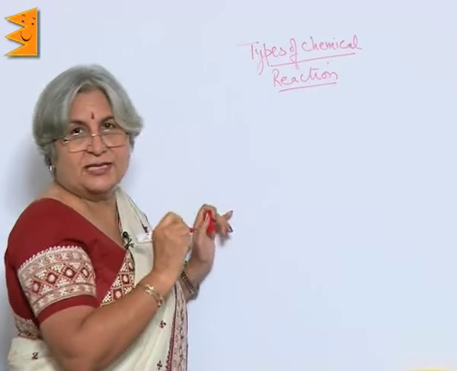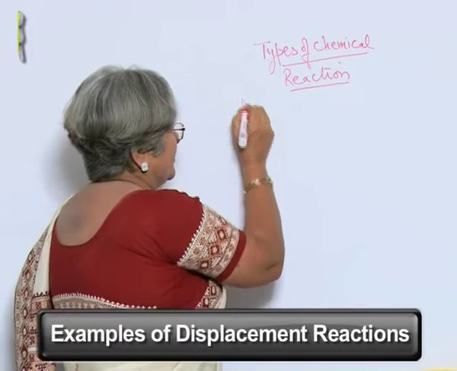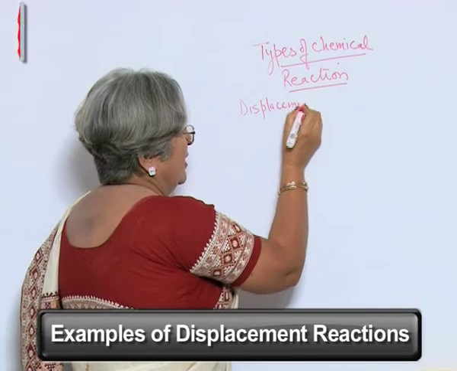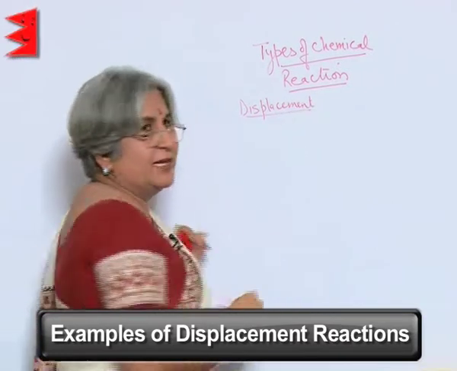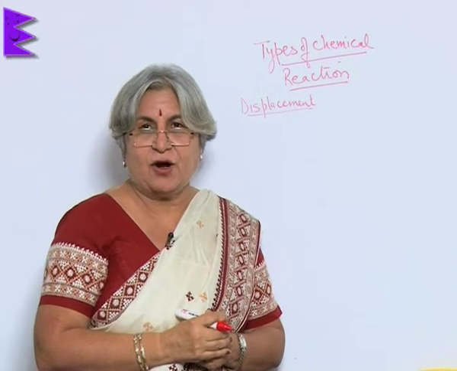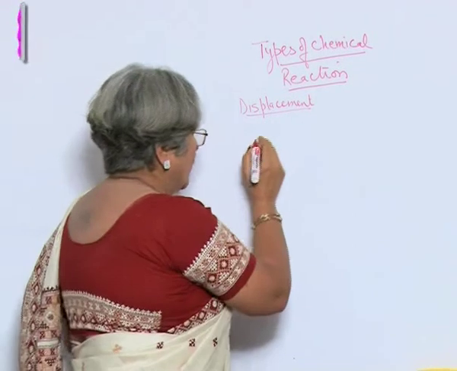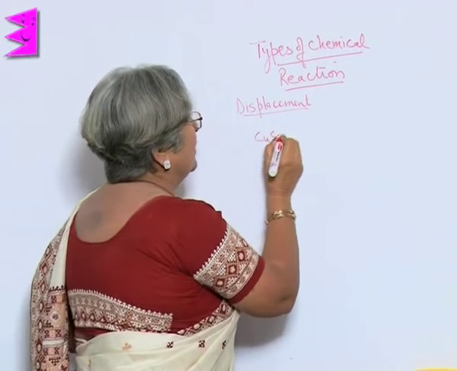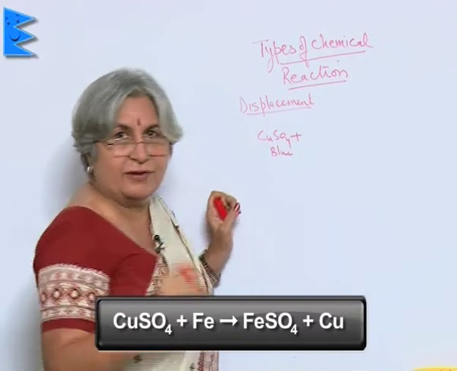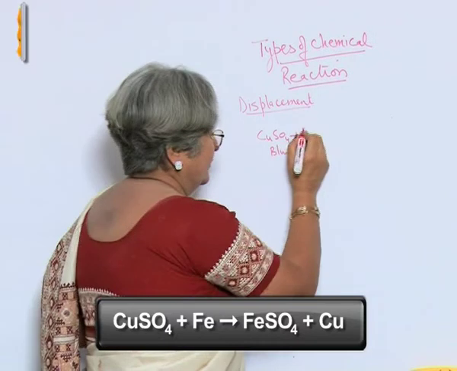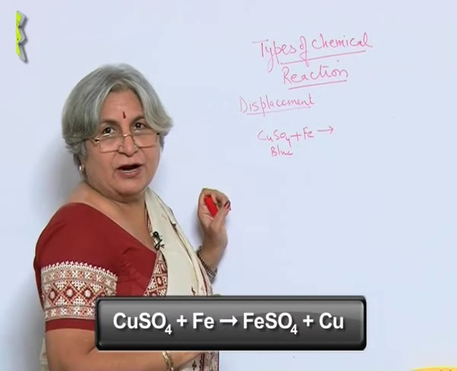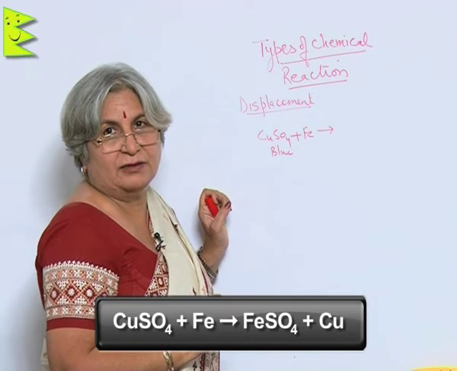There are some more examples of displacement reactions, and this can be shown with a very simple experiment like I just showed you. We take copper sulphate solution. Copper sulphate is blue in color, as you saw, and then we put iron nails in it. After some time, what we found was that the iron nails were brown in color.